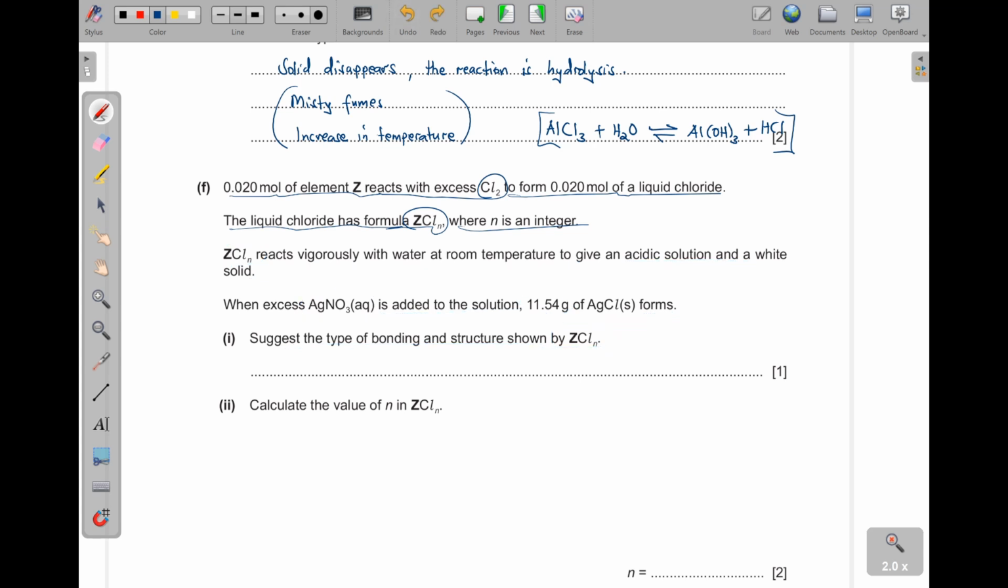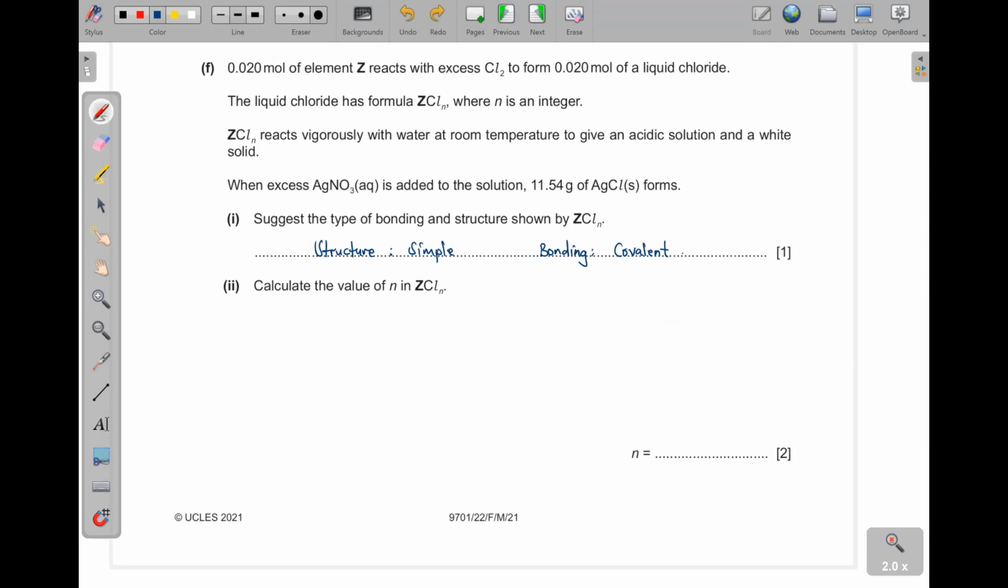Now, the fact that it reacts vigorously with water means the bonding is covalent. The structure is simple. The bonding is covalent because it undergoes hydrolysis with water. The structure is simple because it is a liquid at room temperature. That means it has a low melting point. You see that? Then calculate the value of n in Z, not zinc, Z here, then the chlorine, that compound there.